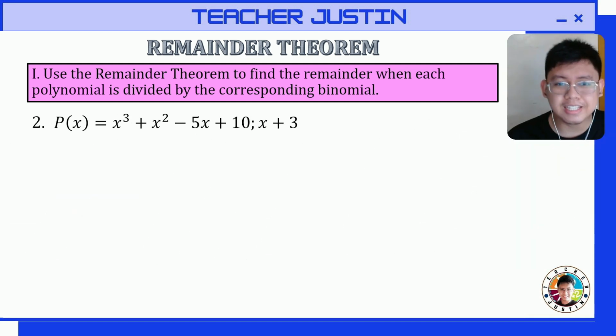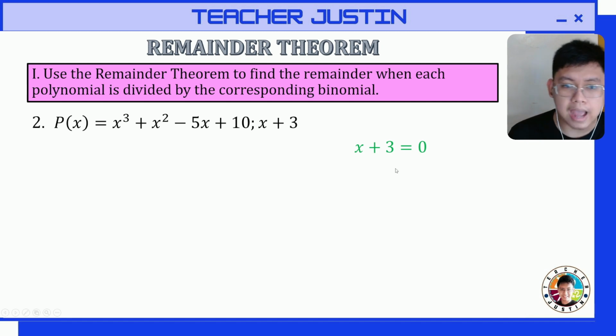Okay, let's have this second item. So let's use the remainder theorem to find the remainder of the polynomial divided by the binomial x plus 3. So, ang gagawin natin in our remainder theorem is for us to equate our binomial x plus 3 to 0. Tapos, let's solve for the value of x. So, lipat natin si 3 sa kabila. That will be x is equal to negative 3.